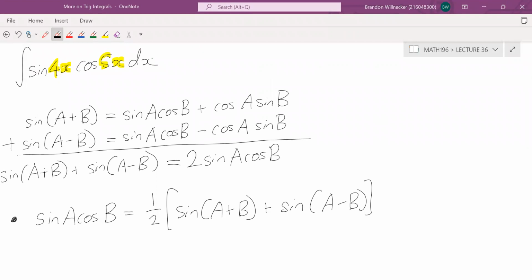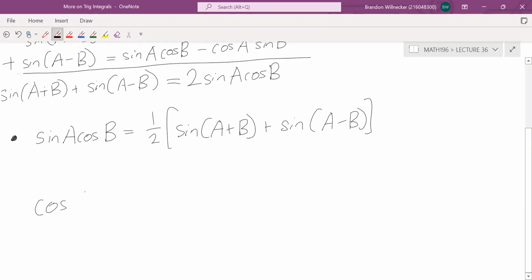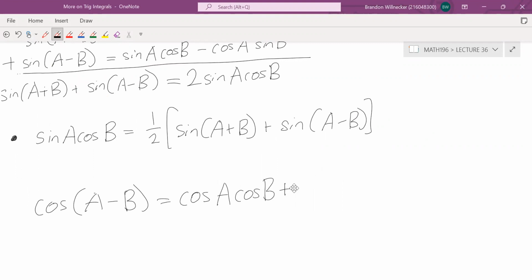What happens if you're dealing with sine of something times sine of something else? Well, in that case, we can use a different trig identity, not the sine identity. We can use the cos identity. So if we have cos of A minus B, we can write this as cos A cos B plus sine A sine B. Remember with the cos, if there's a minus on the left-hand side, then there's a plus on the right-hand side because it swaps. That's what we want, something with sine times sine.